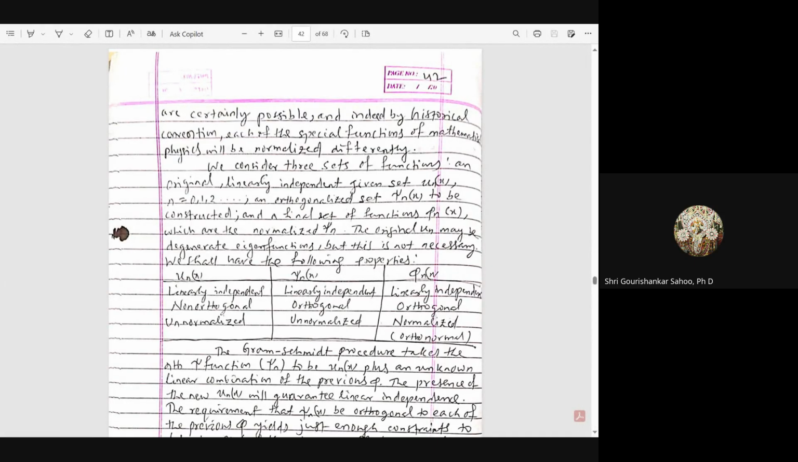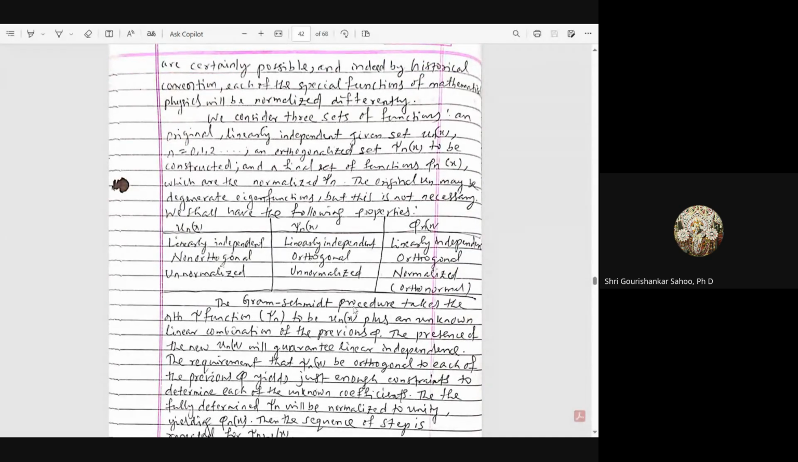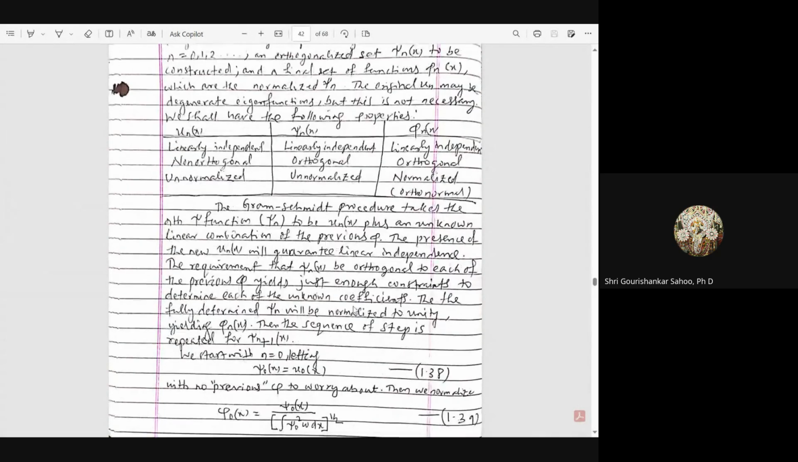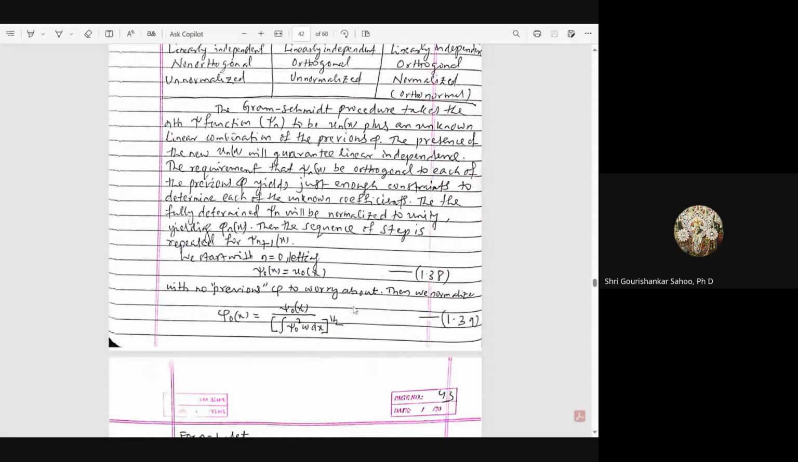And your Gram-Schmidt procedure takes the nth psi function to be u_n plus an unknown linear combination of the previous phi. The presence of the new u_n will guarantee linear independence. The requirement that psi_n be orthogonal to each of the previous phi yields just enough constants to determine each of the unknown coefficients. So, fully determined, psi_n will be normalized to unity yielding phi_n, and the sequence of steps is repeated for psi_(n+1), which is a function of x.